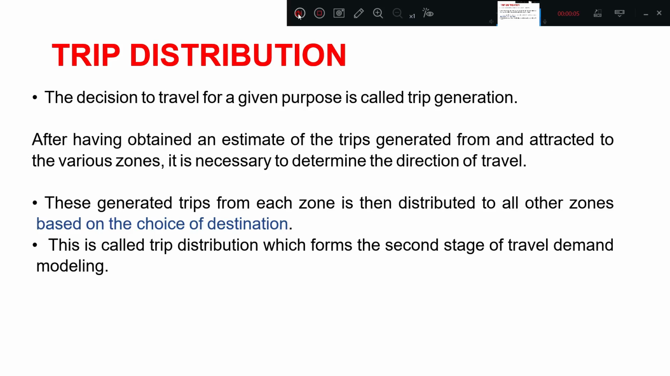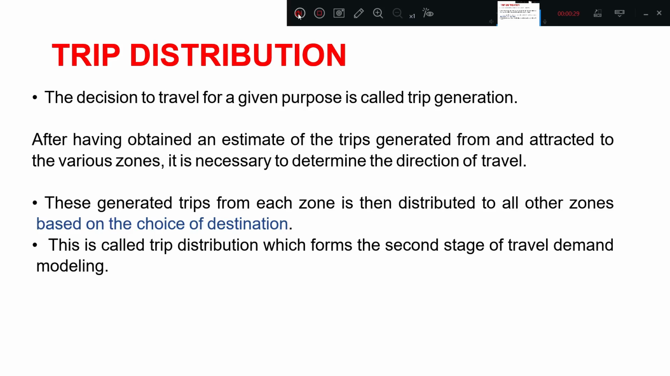Today I'll be discussing trip distribution and various methods of trip distribution, the trip matrix or OD matrix, in detail. In the earlier presentation we had seen trip generation: what is trip generation, what are the different types, and the factors affecting trip generation, category analysis, right?